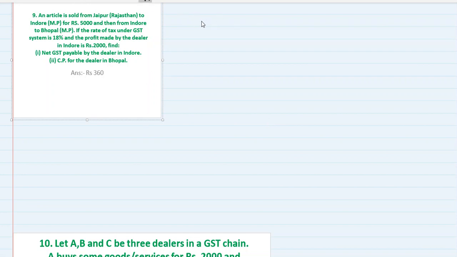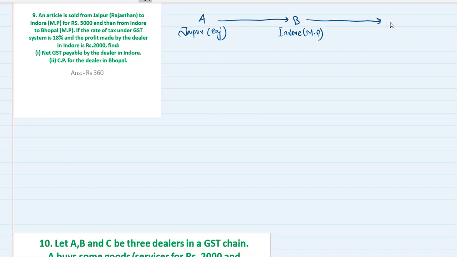Easy. So again, we'll start by making a chain. The first dealer is A, who is in Jaipur, Rajasthan. The second dealer is B, who is in Indore, MP. The third dealer is C, who is in Bhopal, which is also in MP.